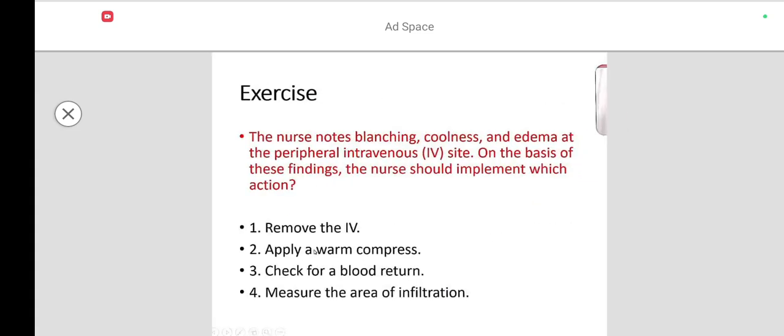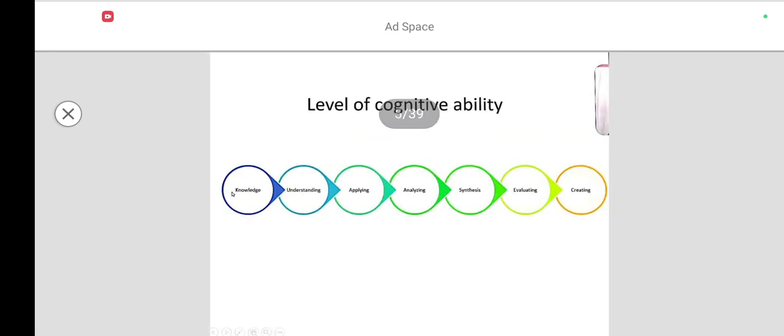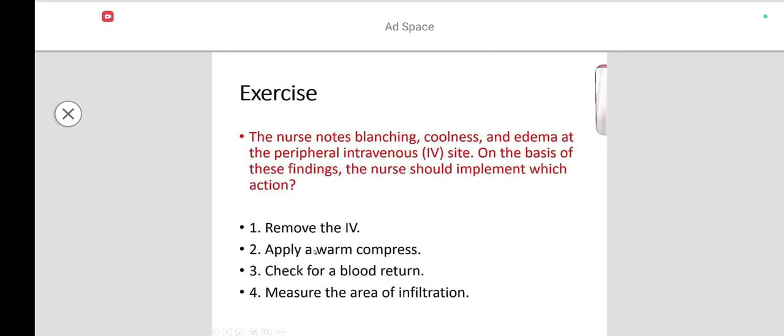Exercise. The nurse notes blanching, coolness, and edema at the peripheral intravenous site. On the basis of these findings, the nurse should implement which action? Remove the IV, apply a warm compress, check for a blood return, or measure the area of infiltration. Apply the cognitive sequence to it. The nurse notes blanching, coolness, and edema at the IV site. So what do you do first? You remove the IV first, then go for the further steps.